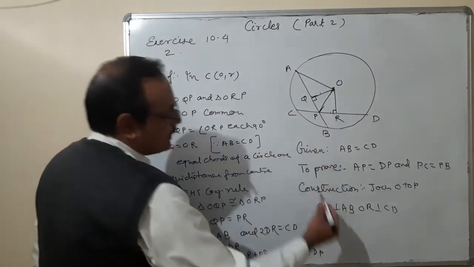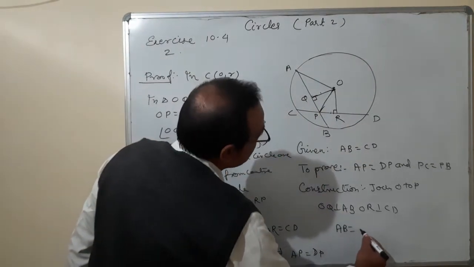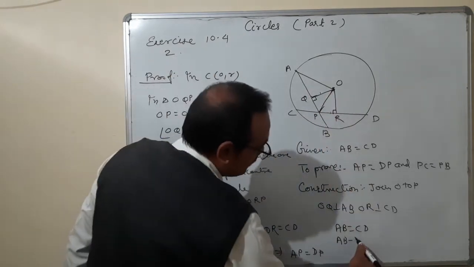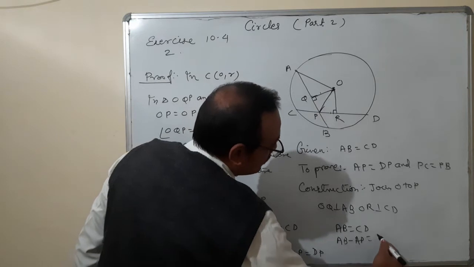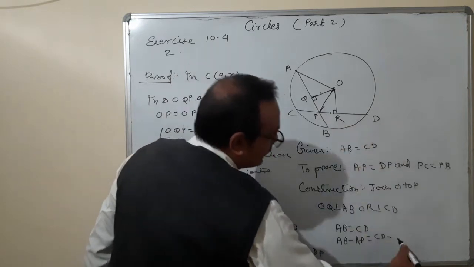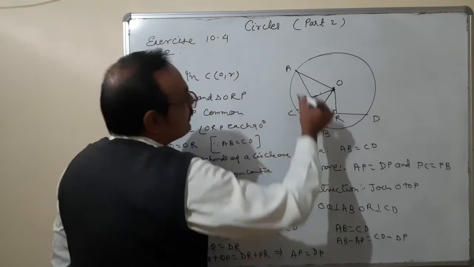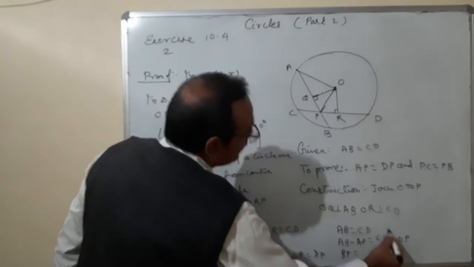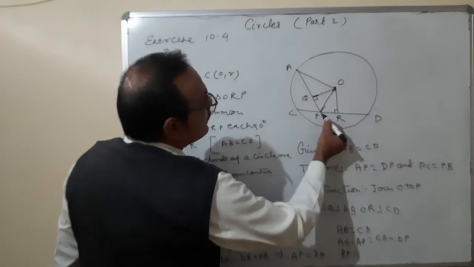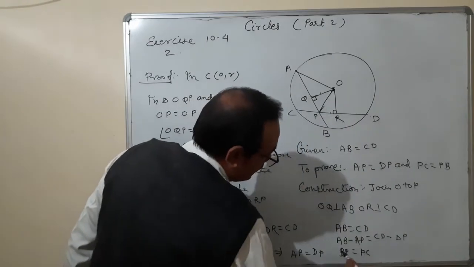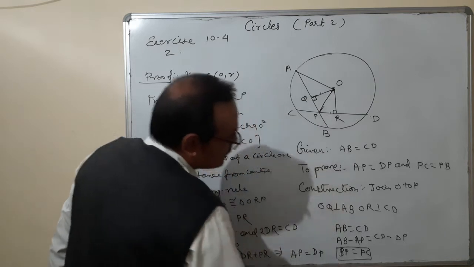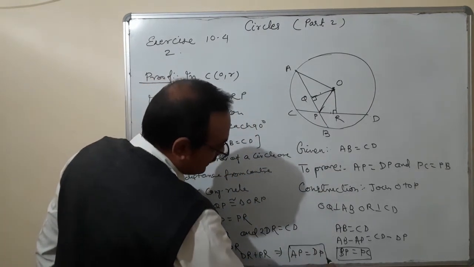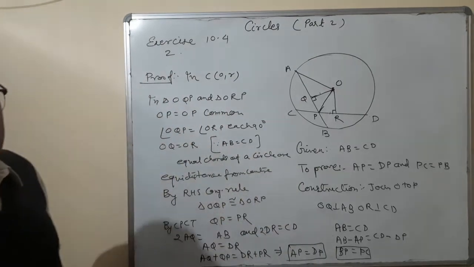And since it is given that AB is equal to CD, so AB minus AP is equal to CD minus DP. Then what happens? AB minus AP is PB or BP, and CD minus DP is PC. Okay, so that means both the terms are proved. One is AP is equal to DP and second is BP is equal to PC.